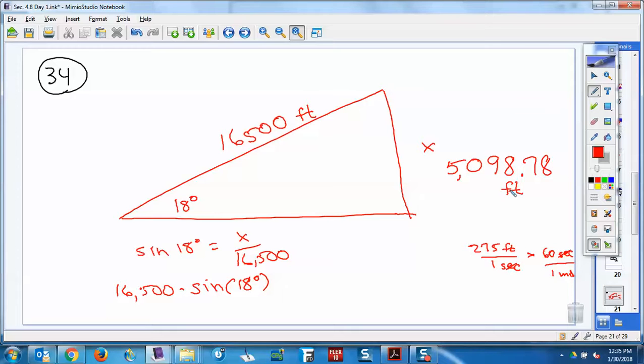Okay, so we can go with that. I'll probably try to give you some direction on how many units. If we don't hear different, let's do 2. 5,098.78 feet. How long will it take the plane to climb to an altitude of 10,000? Well then we would want x to be 10,000, right? And we don't know this, because it says how long will it take.